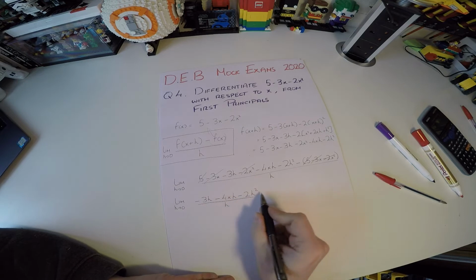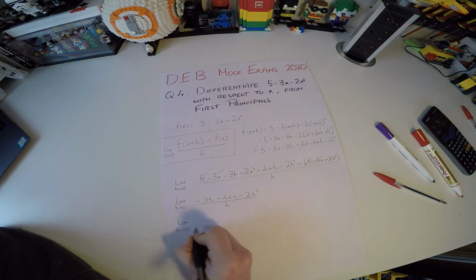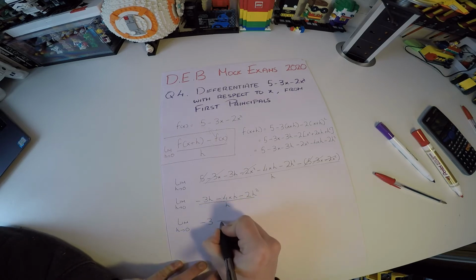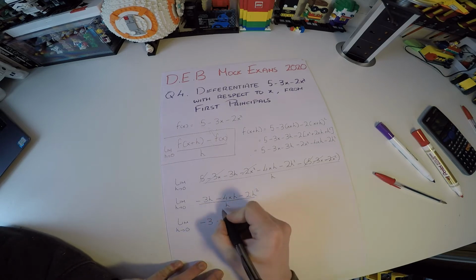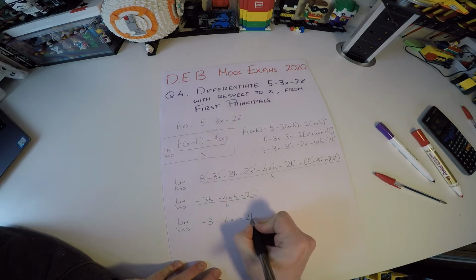Now, since h is common to all of these, I can divide in that h. So h into 3h, that's going to just be minus 3. That's just going to be minus 4x. And this h into this is going to cancel one of the h's, giving us a minus 2h.